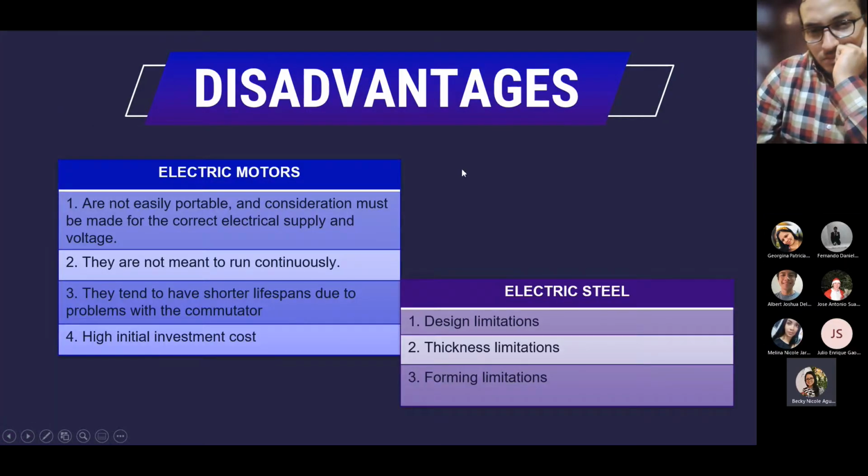Finally, we have some disadvantages of electric motor and electric steel. Thanks.